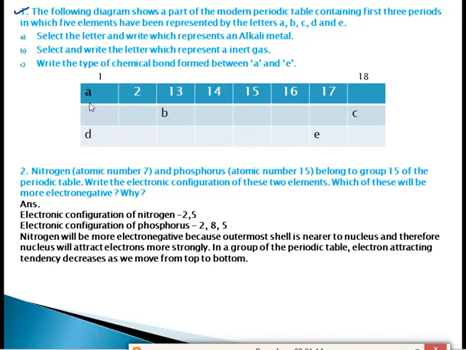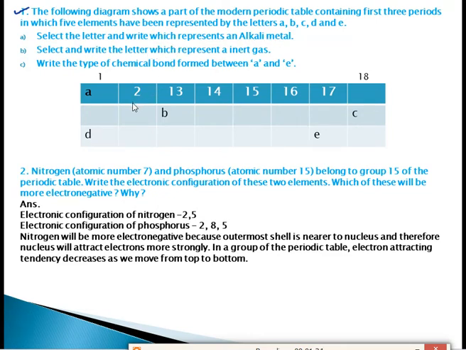You can see in this diagram three periods are given: period number 1, period number 2, and period number 3, in which five elements have been represented by the letters A, B, C, D, E. And you can see the five elements: element A, element B, element C, D, and E. Select the letter and write which represent alkali metals.